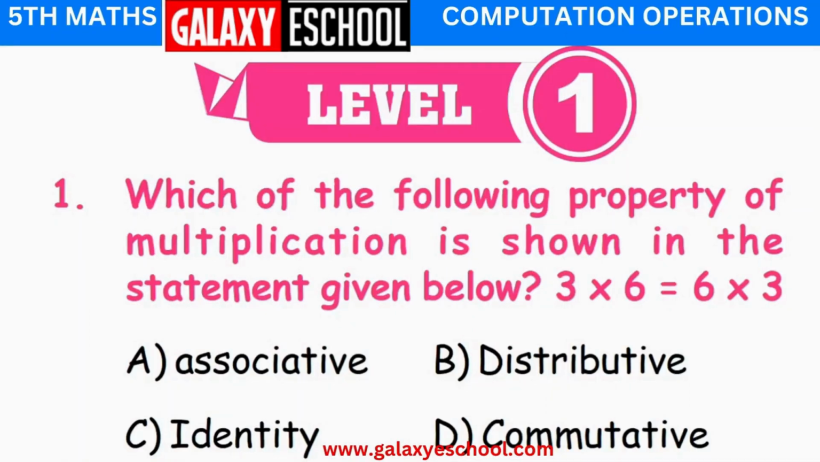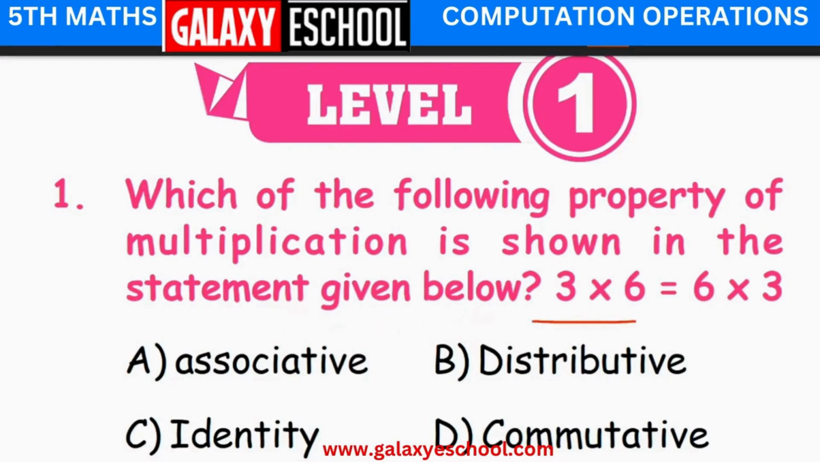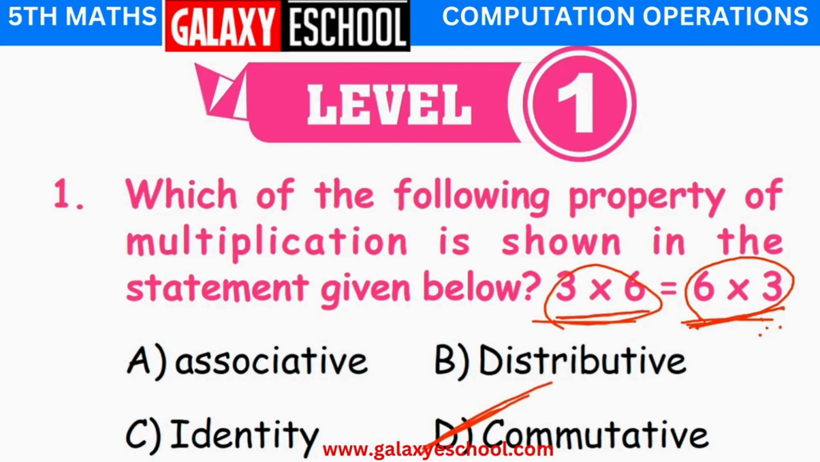Coming to question number 1. Which of the following property of multiplication is shown in the statement given below? 3 into 6 is equal to 6 into 3. Yes, even though the order of the numbers here is changed, the product will not change. Which property is this, children? Commutative. Option D. Yes, even though the order is changed, the product will not change. So the answer is option D, commutative.